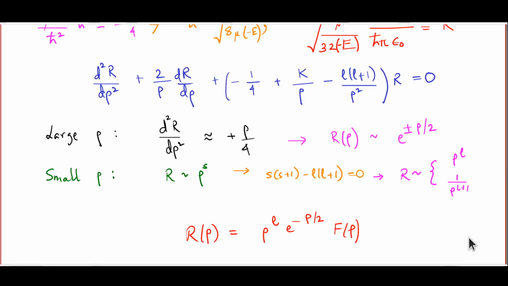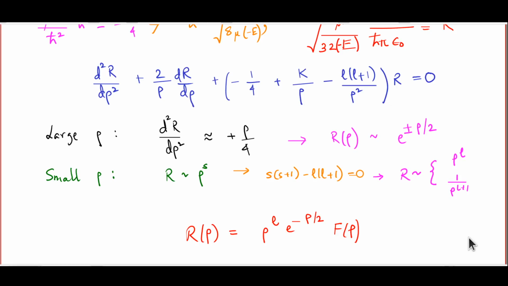R of rho is now written as rho to the L e to the minus rho by 2 times another function f of rho. And what we will do is we will try to solve for the function f of rho. Note that, as we have stressed before several times, making this change of variables does not ensure that the wave function capital R will turn out to be well behaved at the end of the day. Capital F still has a potential for diverging badly.